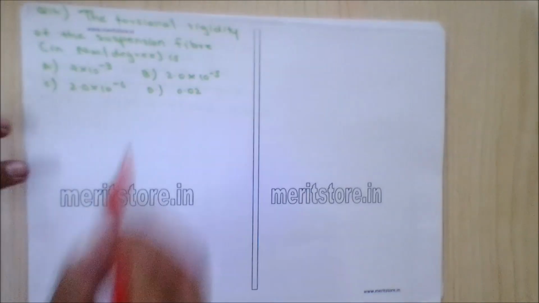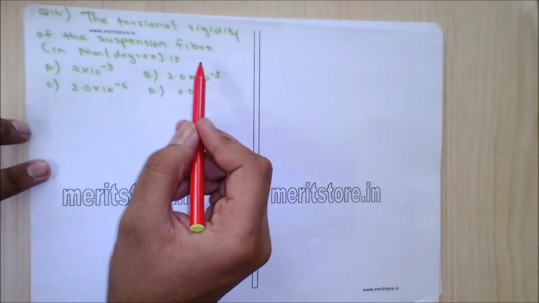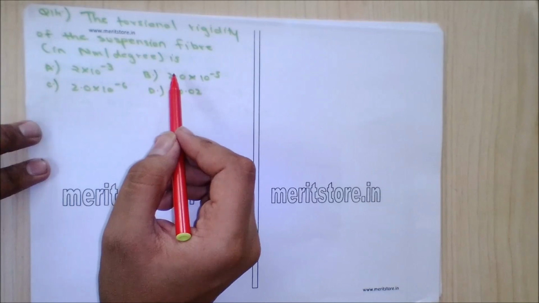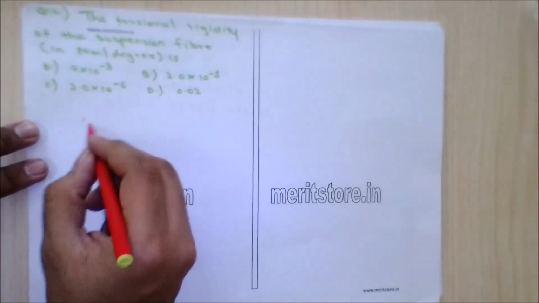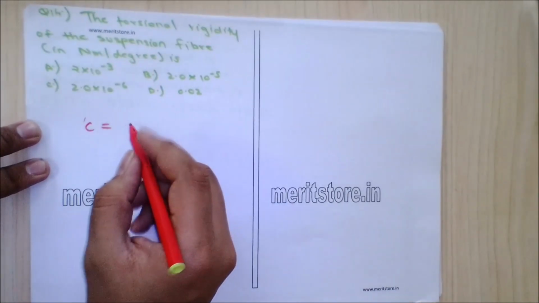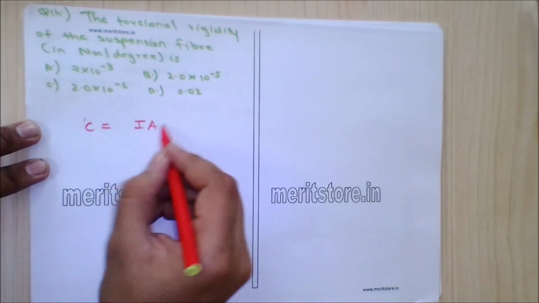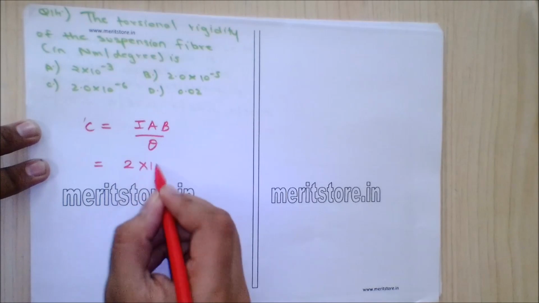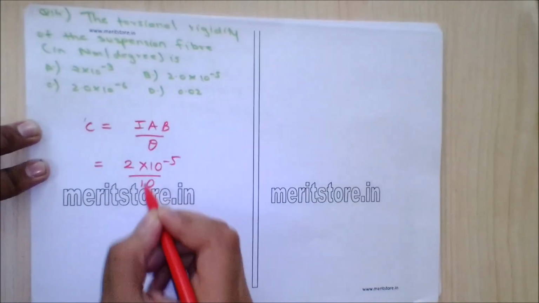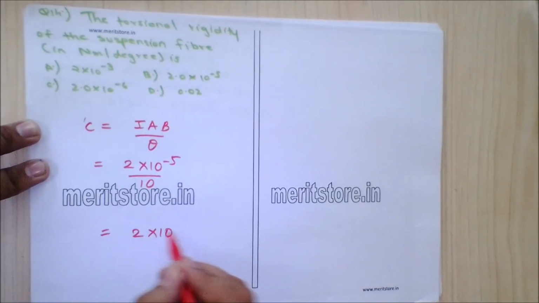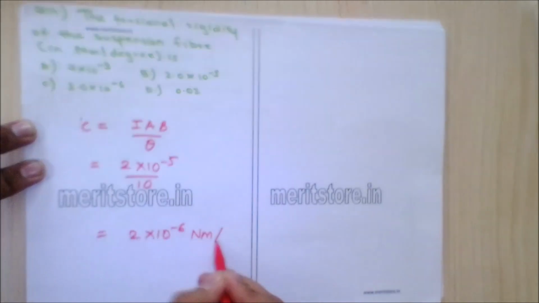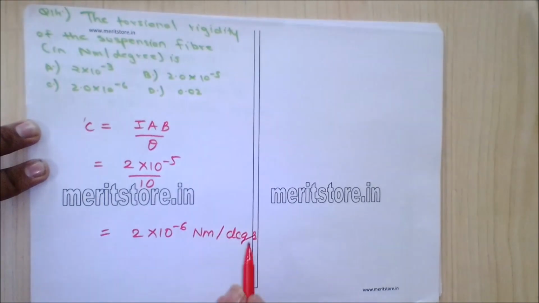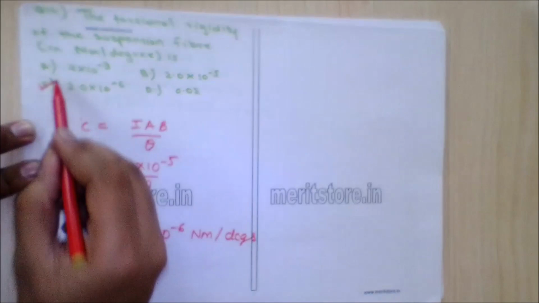Question number 14. The torsional rigidity of the suspension fiber is. Now to calculate this, we know the formula for C, the torsional rigidity constant. C is I A B upon theta. Putting the values, 2 into 10 raised to minus 5 upon 10, which gives us 2 into 10 raised to minus 6 Newton meter per degree. So 2 into 10 raised to minus 6, that is option C, is the correct answer.